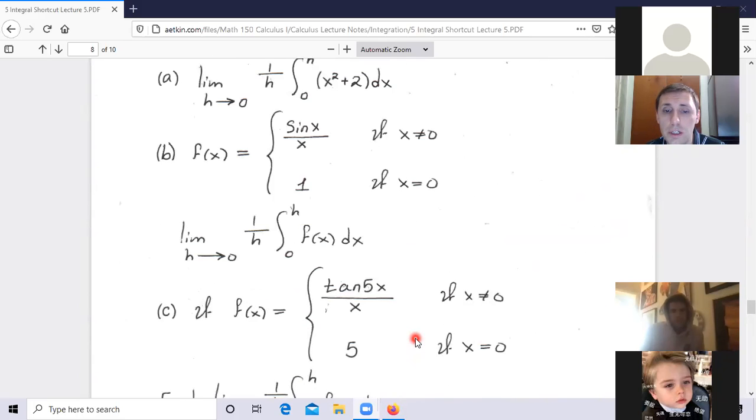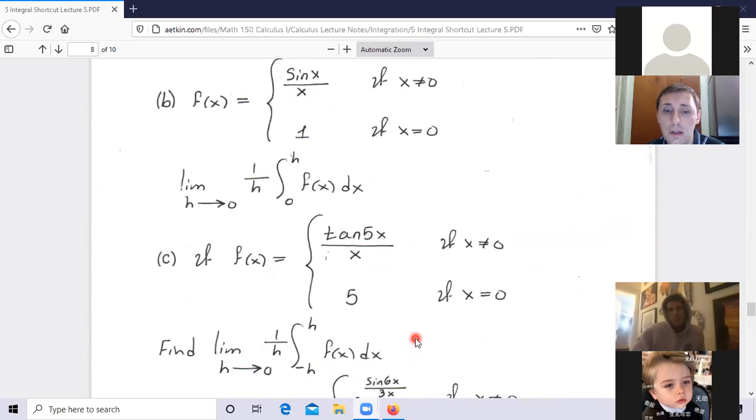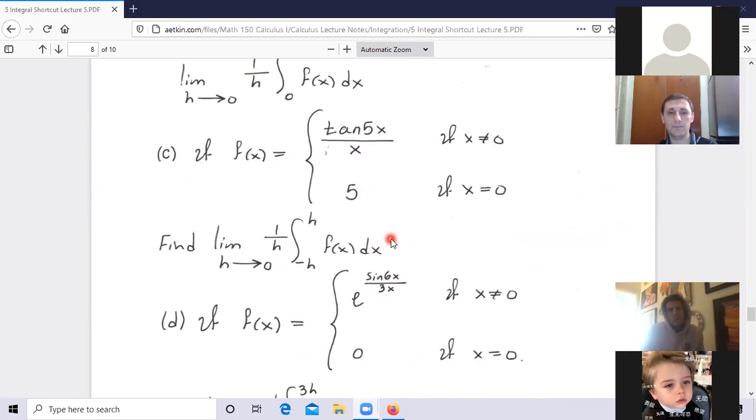So next question is this. C. Please, and notice guys, I changed something. I said from minus h to h, f of x dx. What is the limit when I push h to 0? 1 over h, integral from minus h to h, f of x dx, please. You see this?